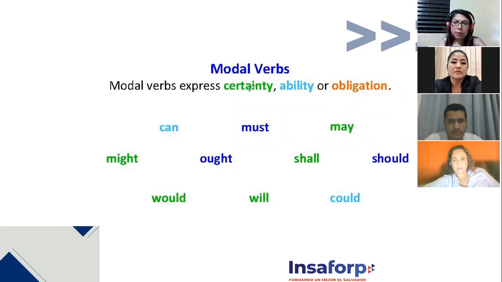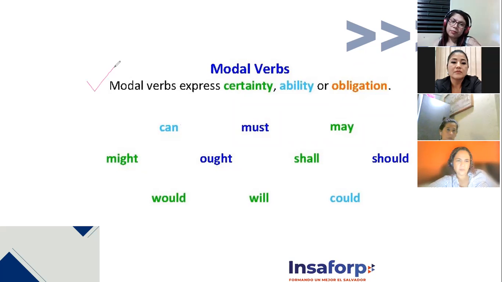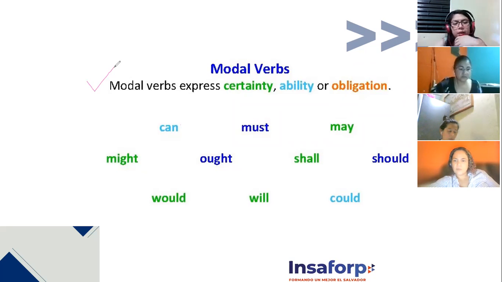So having said that, what is a modal verb? Can you help me, please, Nelsie? Can you read this line? Modal verbs express certainty, ability or obligation. Good, thank you so much. We have certainty, ability, or obligation. What does it mean, certainty? And that is today's topic, okay?